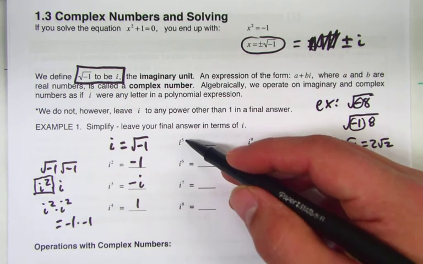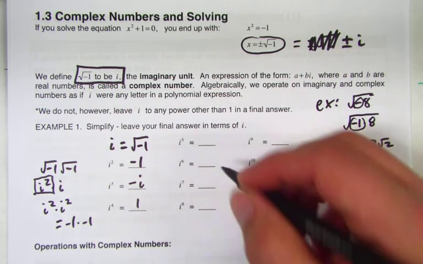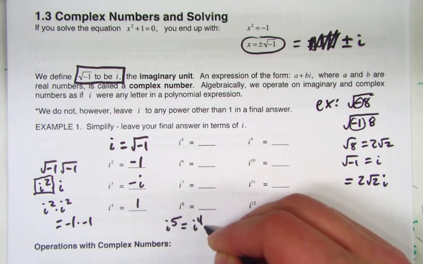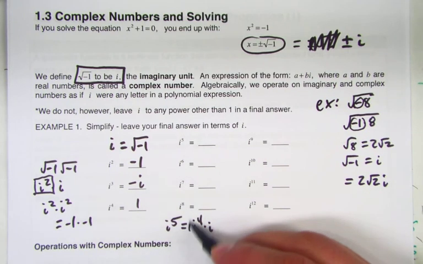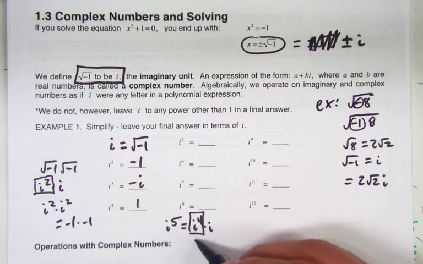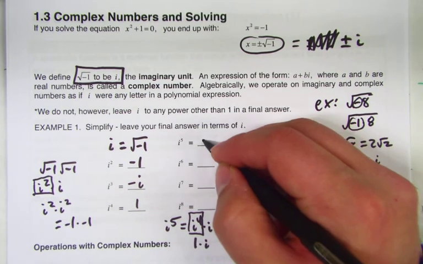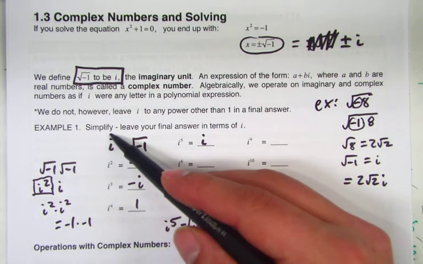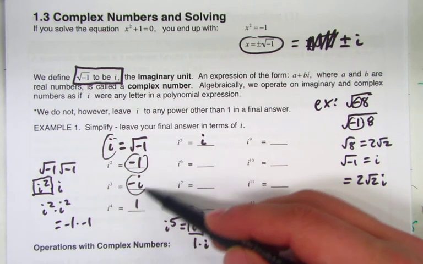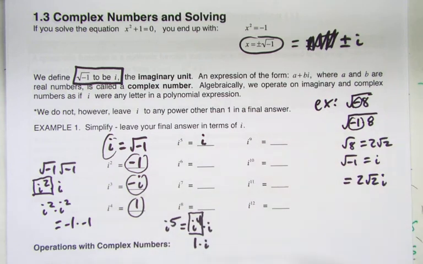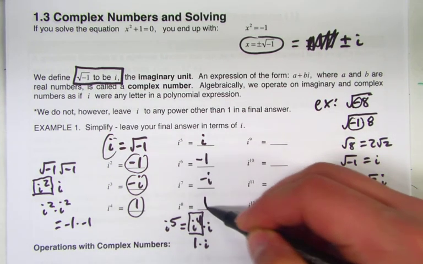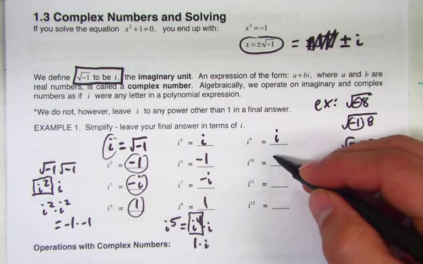Now if I go back to i to the 5, i to the 5 is the same as i to the 4 times i to the 1st, but we just figured out that i to the 4 is actually 1, so 1 times i is just going to be i. And you're going to see this pattern, that's why we have things grouped in 4s like this, that just repeats: i, -1, -i, 1, and so on.